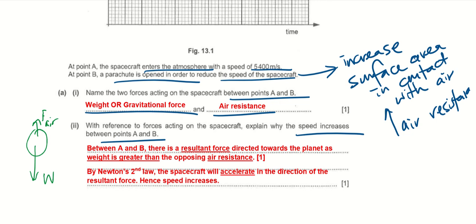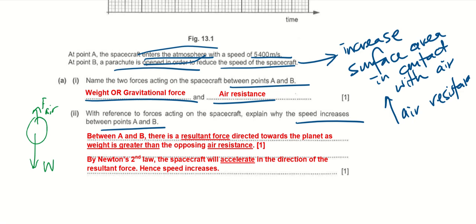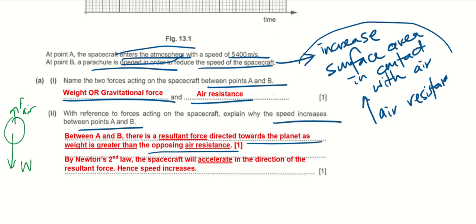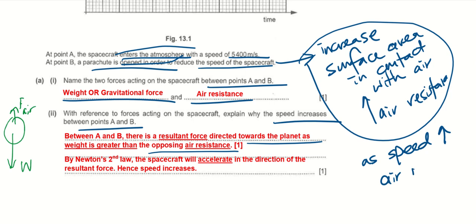Okay, at A, remember it just enters the atmosphere. Between A and B, there's a resultant force directed towards the planet as the weight is greater than the opposing air resistance. Why is it greater? The air resistance is just starting to be built up. What causes air resistance to increase? I've highlighted one factor here, which is when I increase surface area in contact, the air resistance will increase. The other one is as speed increases, air resistance will increase.